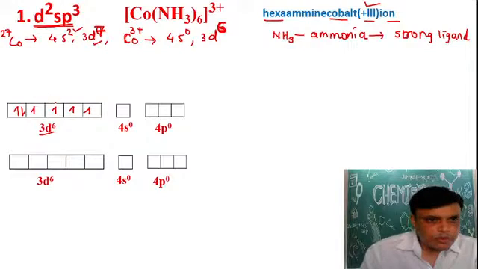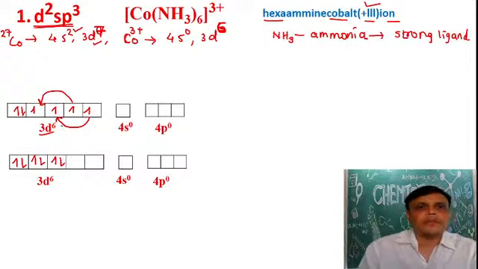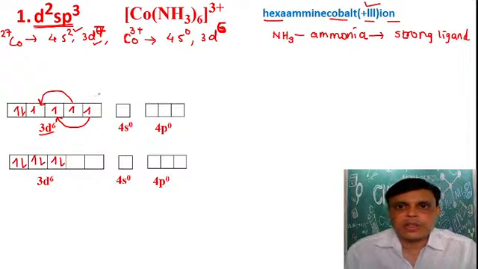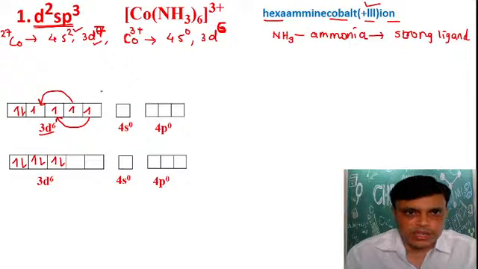So these electrons will get into this orbital, and these electrons will get into this orbital. So I will write here 1 2 3 4 5 6. ठीक है. This is because the ammonia is acting as a strong ligand here.